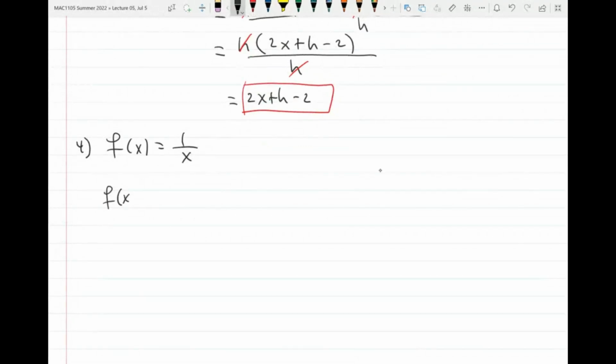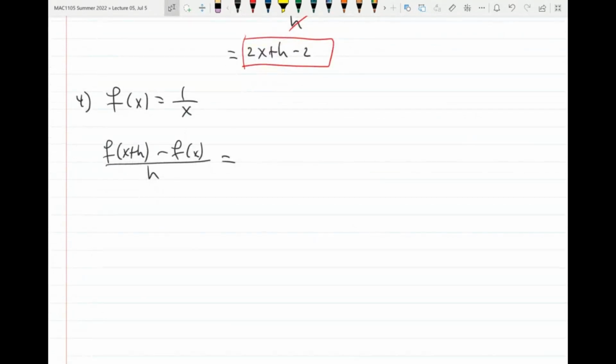So we want to find the difference quotient here. Let's see, when we plug in, remember here you have to be very careful, make sure you understand how to plug in. So that's 1 over x plus h, that's the f of x plus h part, minus 1 over x, that's the f of x part, over h.